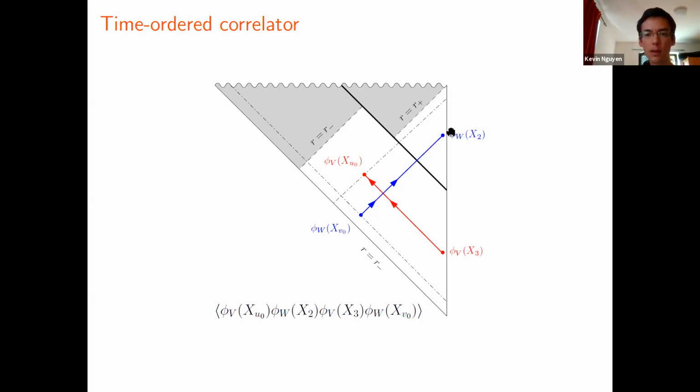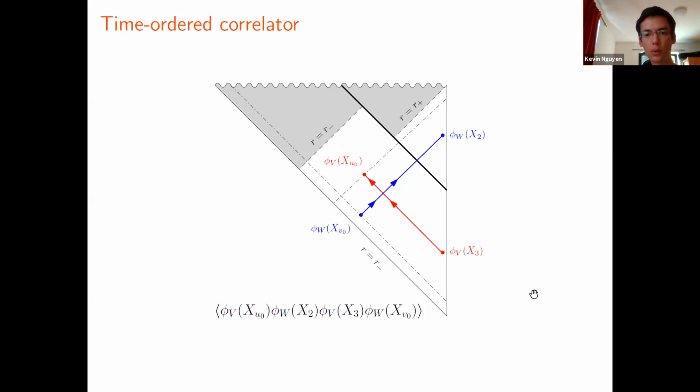So here we have 2 insertions at the boundary and 2 insertions in the bulk, which are anchored on some future Cauchy slice and past Cauchy slice, which are the analog, if you want, of the future and past horizons in the Shenker and Stanford construction. But here we can take any Cauchy slice.